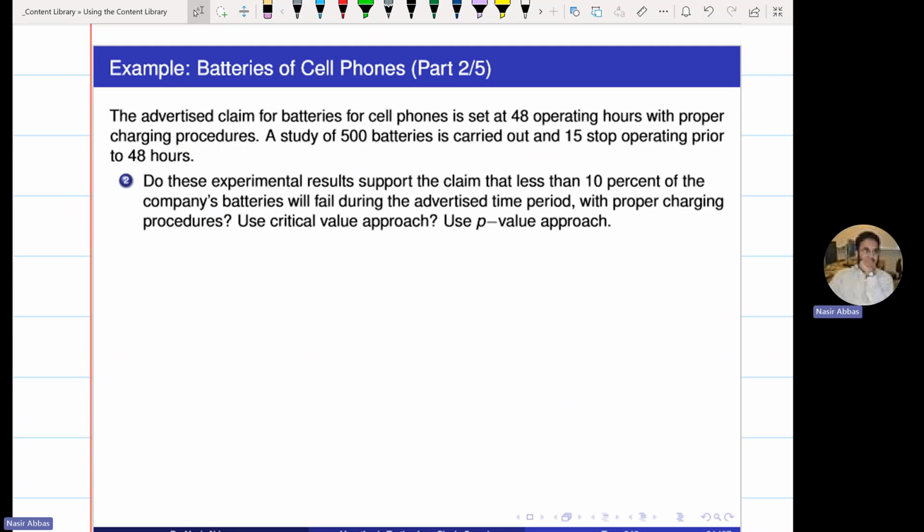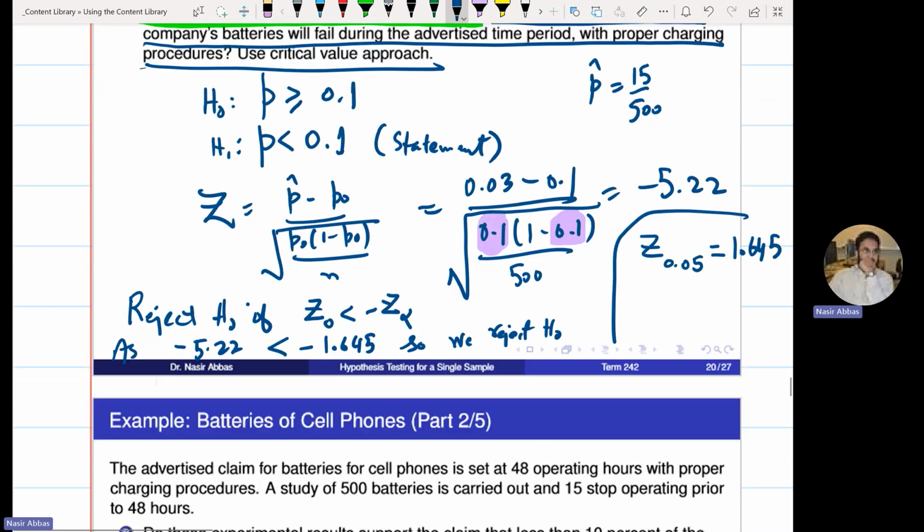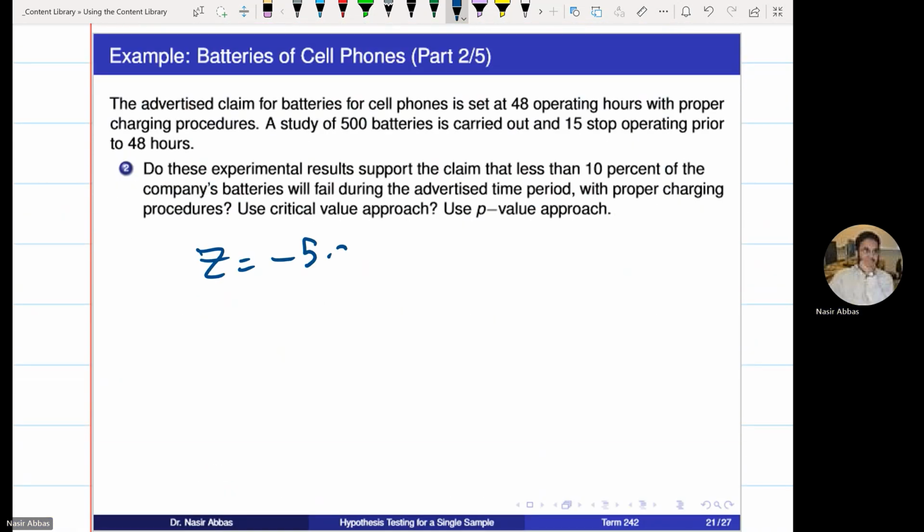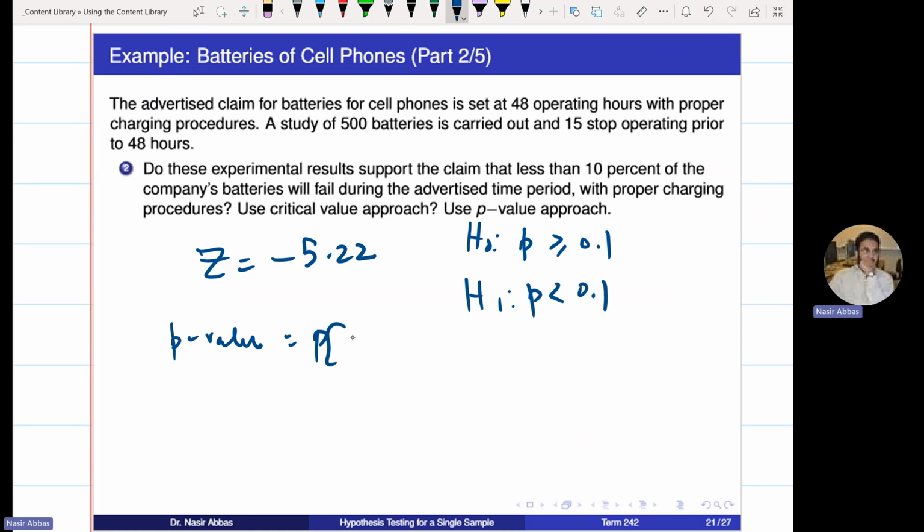Question 2, same question, but this time it is forcing you to use the p-value approach. So I will use the same value of z. What was the value of z? I got minus 5.22. H0 was P more than or equal to 0.1. H1 was P less than 0.1. What is the sign of H1? Less than. So the P value will be the probability of Z less than minus 5.22. Can someone tell me this probability without going to the table?